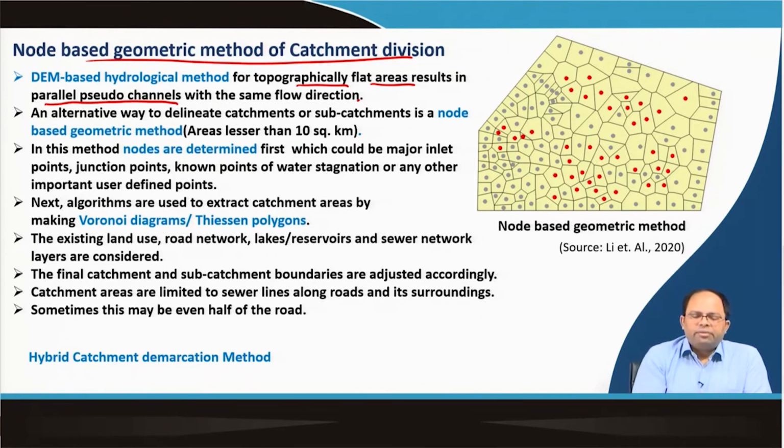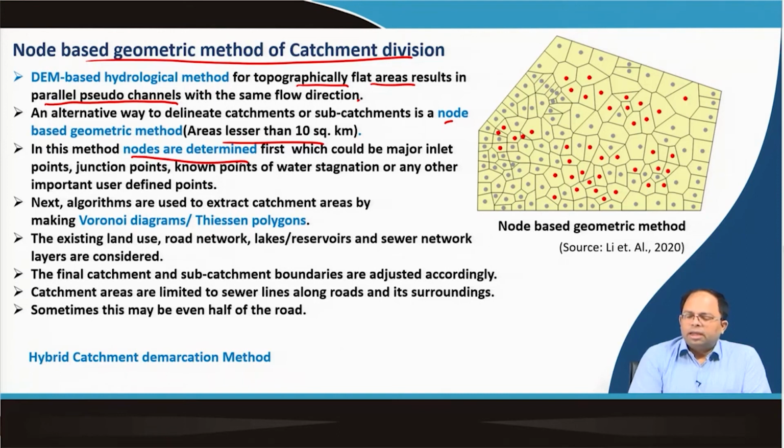So, an alternative way is to delineate catchments or sub-catchments using this node based geometric method, and this is usually done for areas less than 10 square kilometers, which also matches with the same assumptions as we have done for using the rational method, that we can use it for catchments of smaller areas. So, similarly, this area of 10 square kilometers could now be broken into smaller sub catchments, and in this method nodes are first determined.